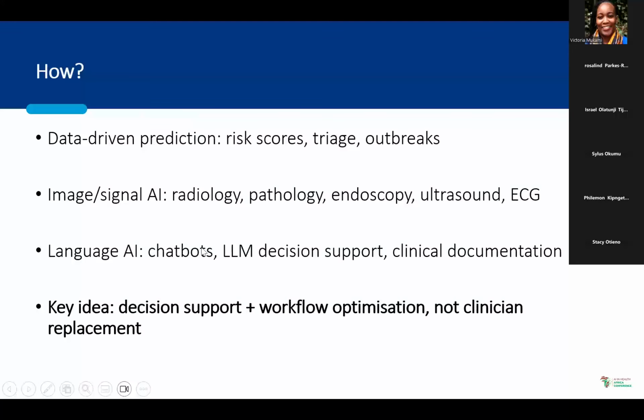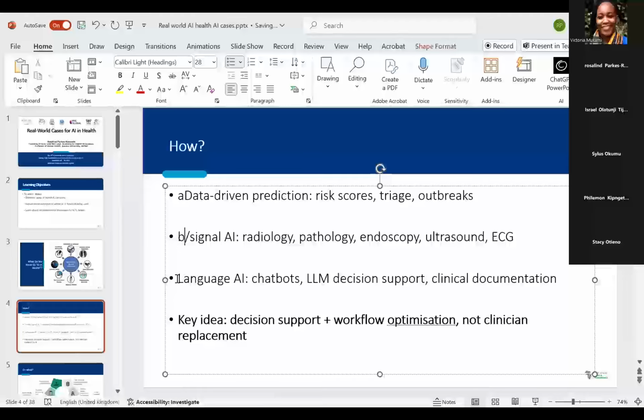From these three things on this slide, I would like you to put into the chat which one of these three, data-driven, image, or language, you think the most progress has been made in actually using these tools in real clinical practice. So can everybody just vote? Let me just give you these names. Let's call this A, B, and C to help you a little bit.